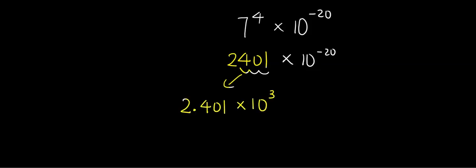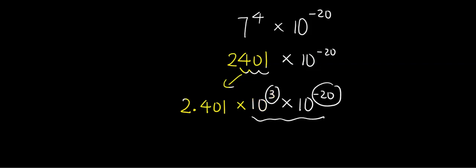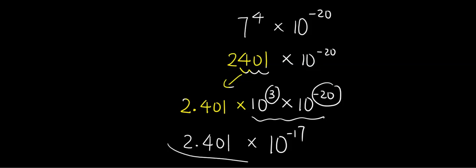Do not forget, previously we have this. Therefore, you're going to keep the base, add the power. So these two become 10 to the negative 17th power. And don't forget our 2.401. Now, you just completed writing the number in scientific notation. Happy learning!